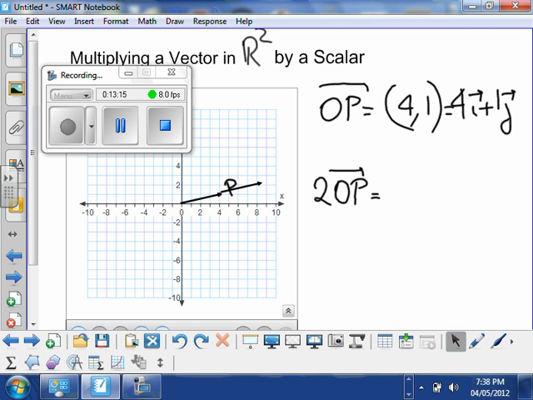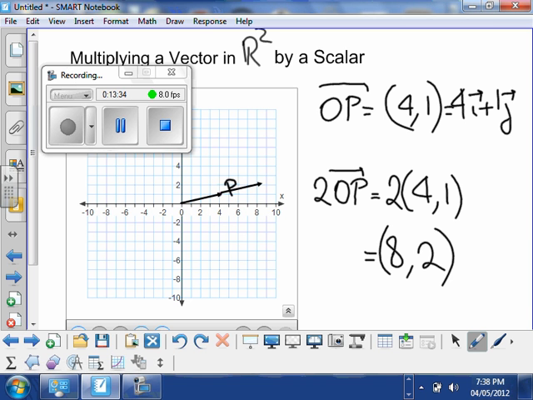the x coordinate is doubled, the y coordinate is doubled again. As a result, the new vector 2OP is nothing else but 8 and 2. X coordinate, y coordinate. Using unit vectors it is 8i plus 2j.